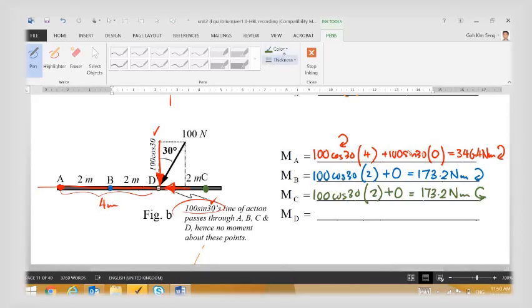Now let's move on to the last point, point D. Just by looking at the point, we know that the components pass through this point D. So naturally, there will be no moment for both components. We just put a naught. That's all for this example.